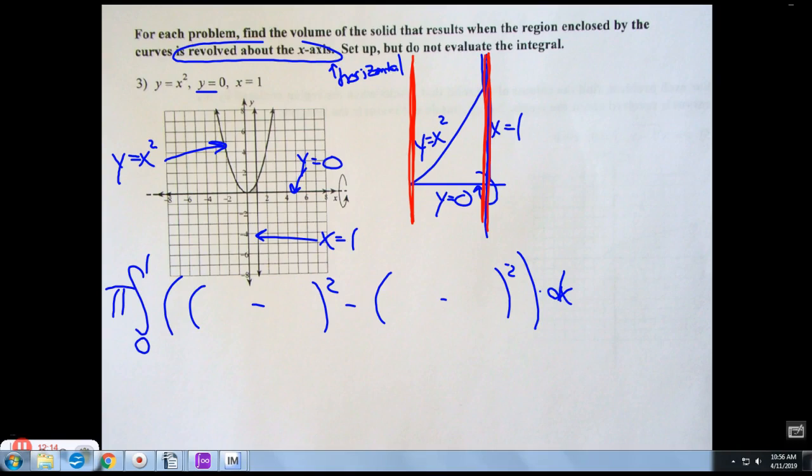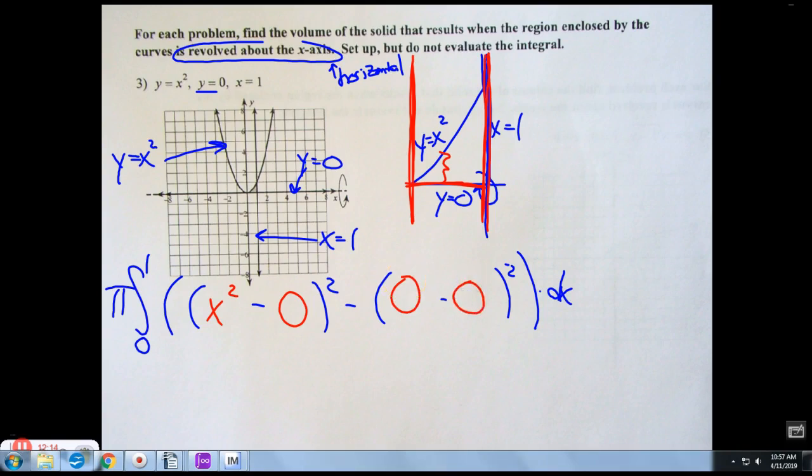Y equals x squared. And how far is it from y equals x squared to the axis of revolution? What is that distance? Top minus bottom. So it's always top minus bottom. So it's x squared minus 0. And then, which equation is closer to the axis of revolution? Is y equals 0, isn't it? Isn't it right on the axis of revolution? So how far is it from y equals 0 to the axis of revolution? It's technically 0 minus 0. So it's really just 0.